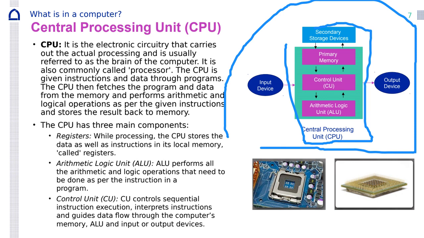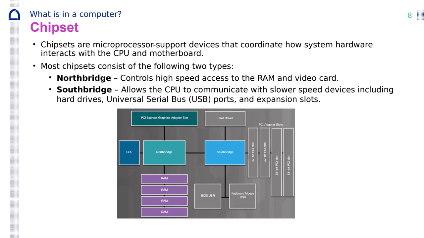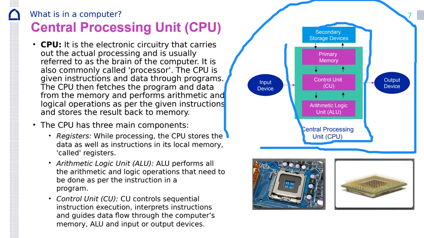What does the control unit do? It controls sequential instruction execution and guides data flow through the computer's memory and input-output devices. It's like timing, meaning who will come first? You don't send them all together. There is a flow. The ALU will do the mathematics, but which instruction will be done first is managed by the control unit.